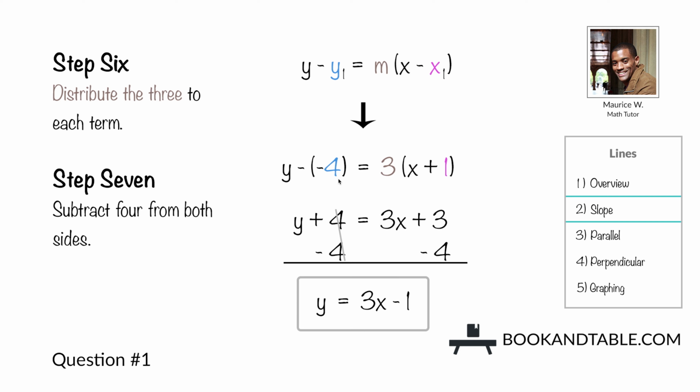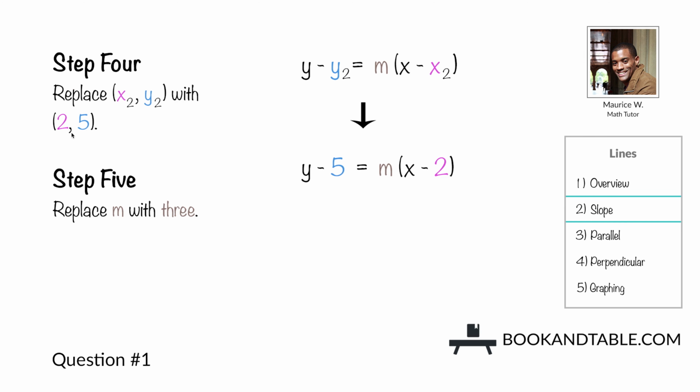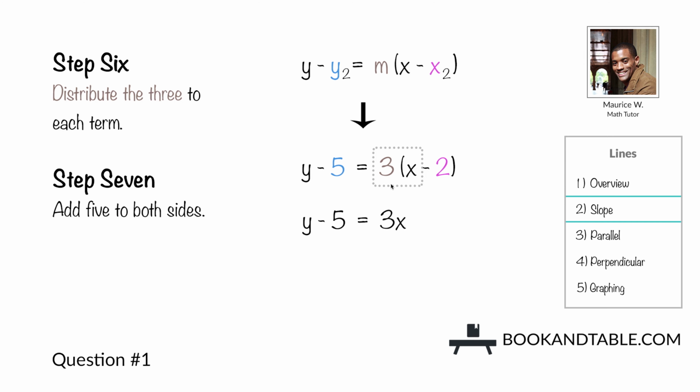You could have also used the second point, 2, 5. So if you replace x2 with 2 and y2 with 5, and then you replace the slope with 3, and now step 6, you want to distribute this 3 to the x and negative 2. 3 times x is 3x. 3 times negative 2 is negative 6. So we wind up with y minus 5 is equal to 3x minus 6.